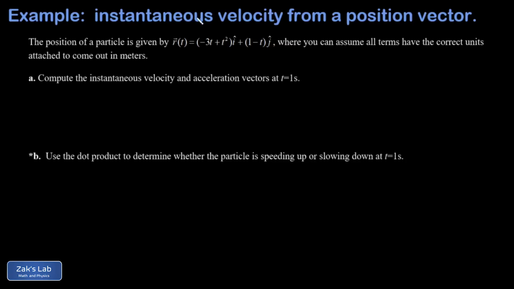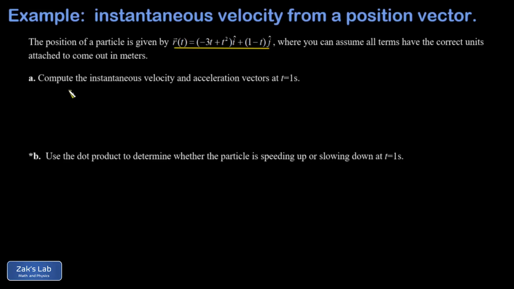In this video, we're given a position vector for a particle. That's r of t is negative 3t plus t squared times i hat, plus 1 minus t times j hat. And we're told we can assume all of these coefficients in front of the unit vectors have the correct units so that everything comes out in meters. In part A, we want the instantaneous velocity and acceleration vectors evaluated at t equals 1 second.